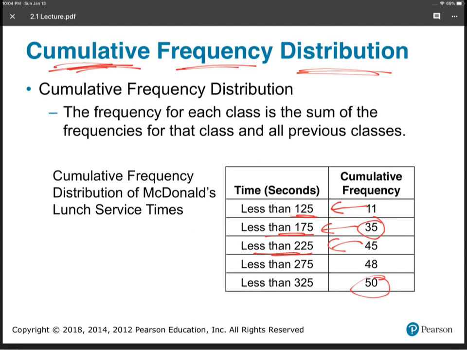35. And what percentage is that? How about if we wanted to answer that super quick? What percentage of all the lunch service times were 175 seconds or less? How would we find that? You add them all together and divide. Right. For percentage, it's always the number over the total. What's the total number of them?